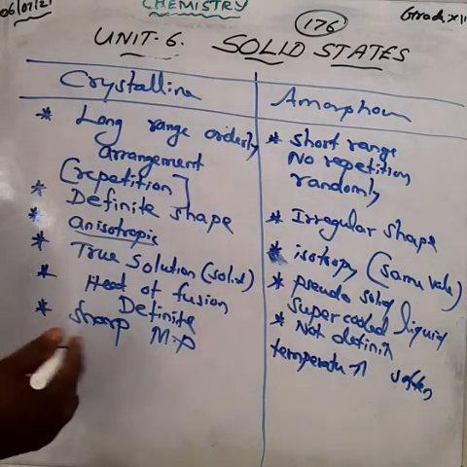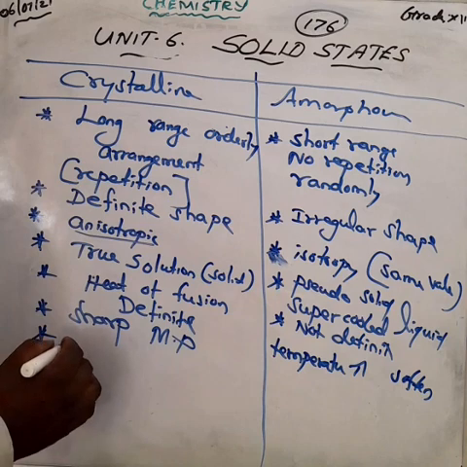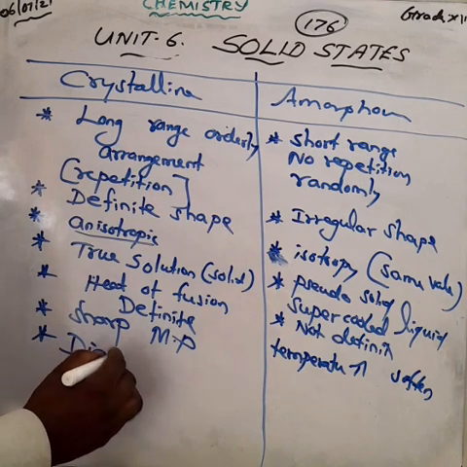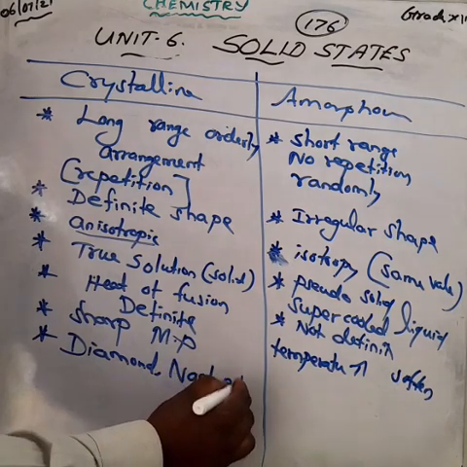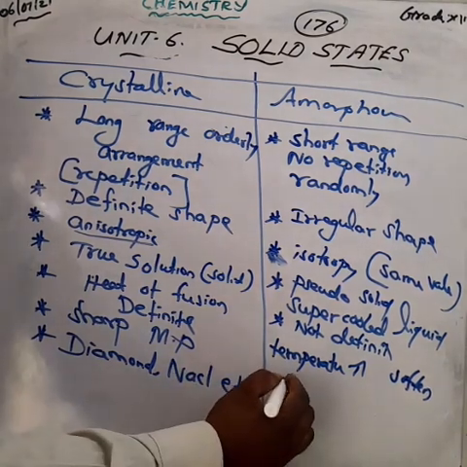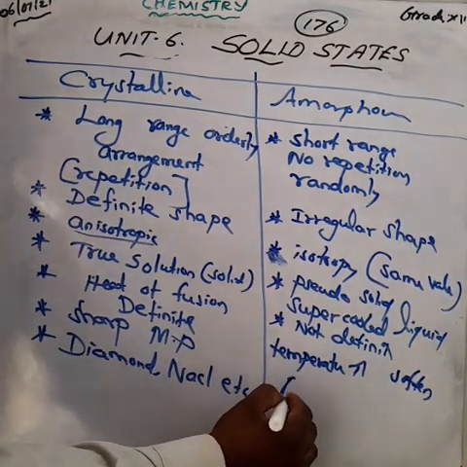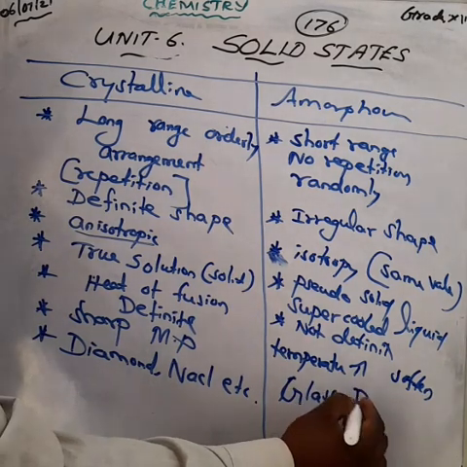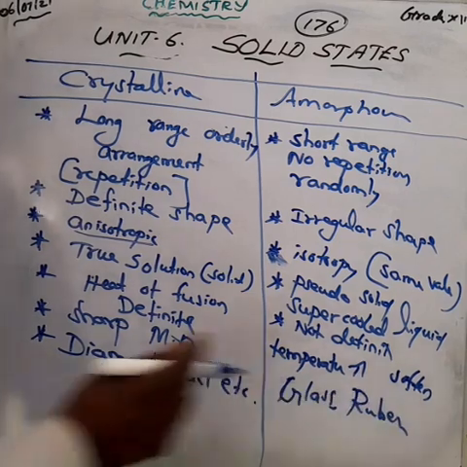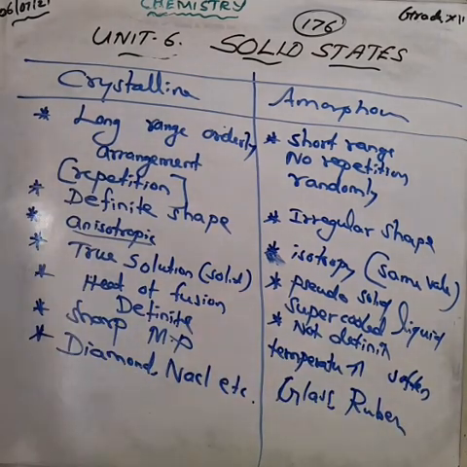Some examples of crystalline solids are diamond, sodium chloride and potassium chloride. Amorphous solids include glass, plastic and rubber. The remaining portion we will discuss in the next class.